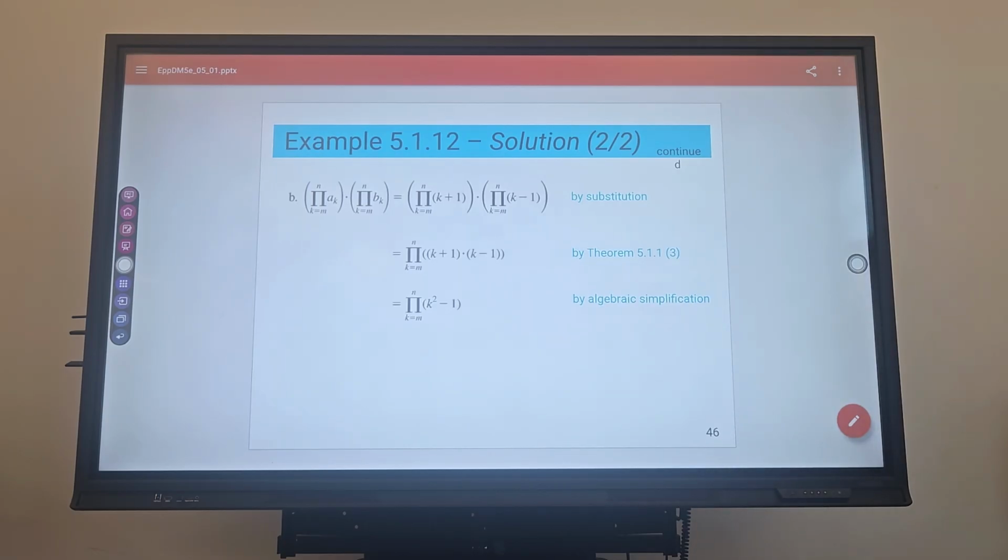And again, by substitution and then simplification, you get the product of k squared minus 1 from m to n.